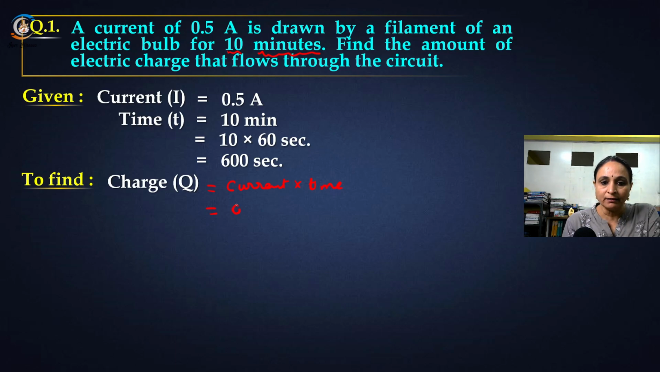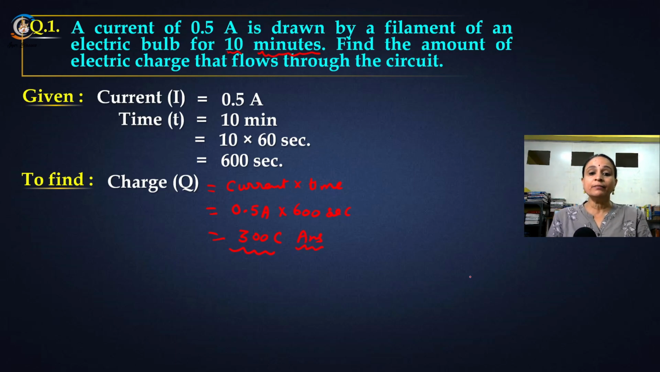So current here is equal to 0.5 amperes, and time is equal to 600 seconds. Multiply these both, you will get 300 coulombs. So the charge which is flowing through the filament in 10 minutes is equal to 300 coulomb, which is the answer. Done. Please note it down. Stop your video and note it down.